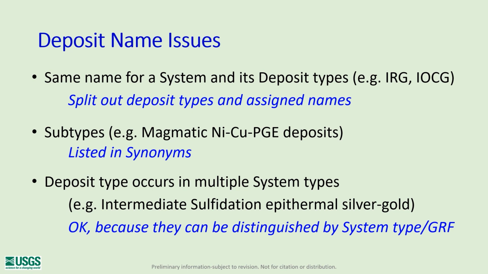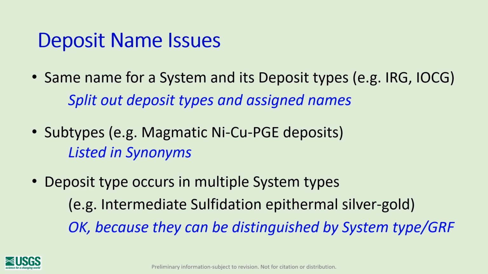Other deposit types were considered to be subtypes, but this level of detail was deemed to be too fine for the geochemical database. For example, there are several subtypes of magmatic nickel-copper PGE deposits based on magma composition. In this case, the commonly used subtypes are listed in the synonyms column of Table 2.